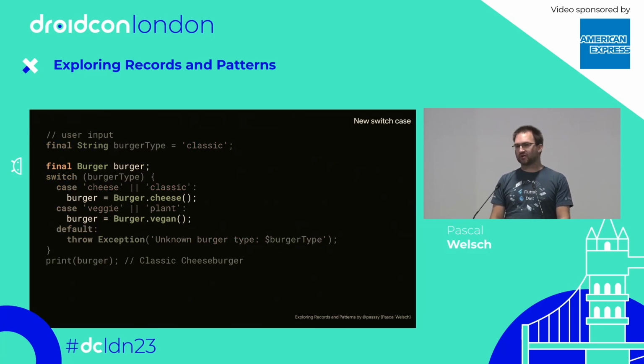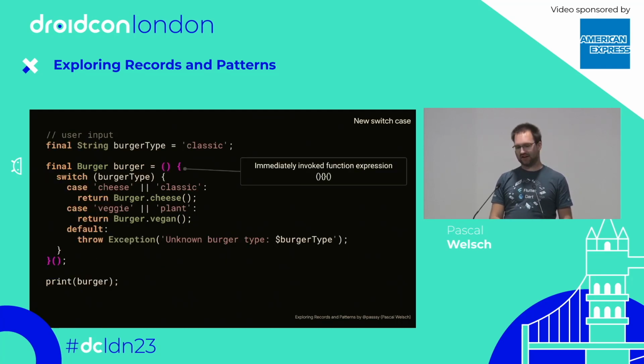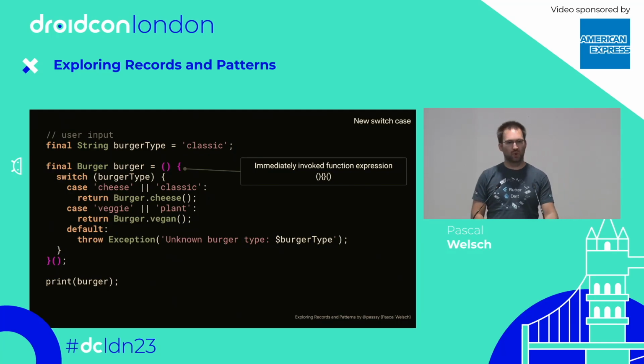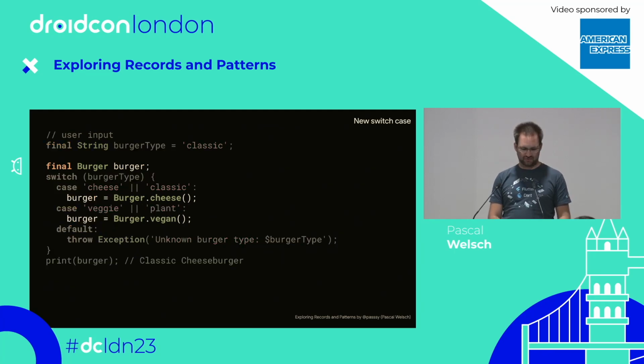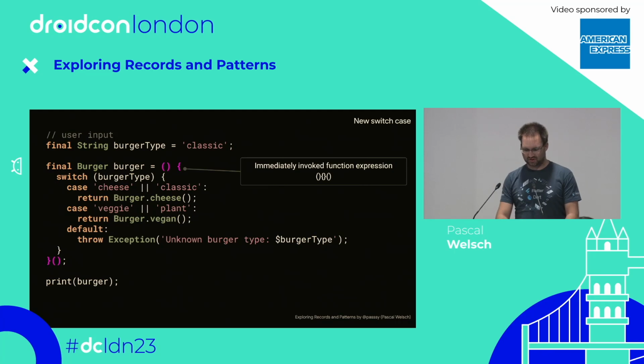What about these burgers? The variable burger is mentioned here 3 times. It's not a good style in my point of view, because if you ever change the name, you have to change it in every line. In that case, I always use the immediately invoked function expression. Nothing new. I think this exists since Dart 1 or earlier. And I use this all the time because now I can just write return instead of writing burger equals everywhere. And I use return here.